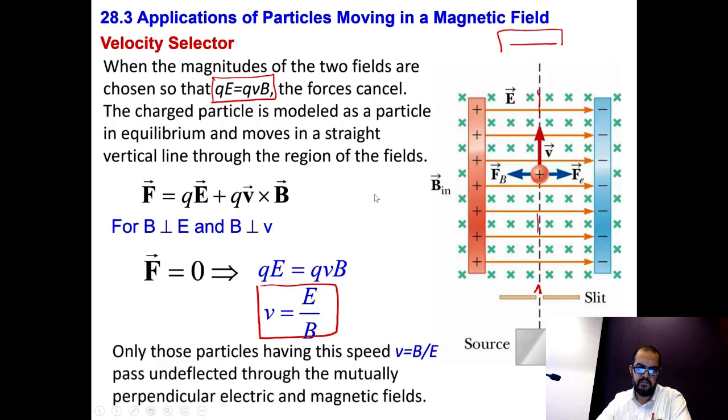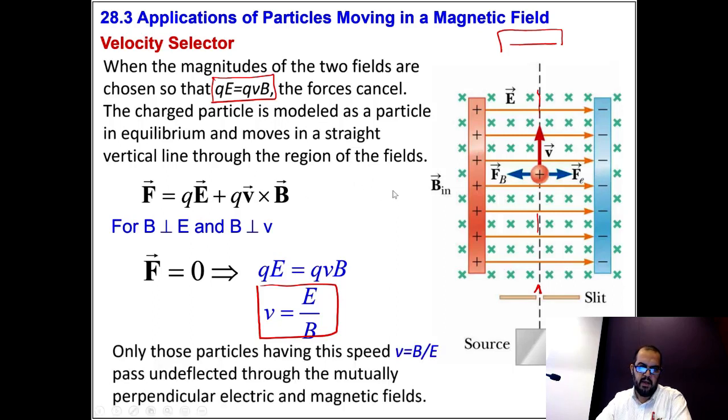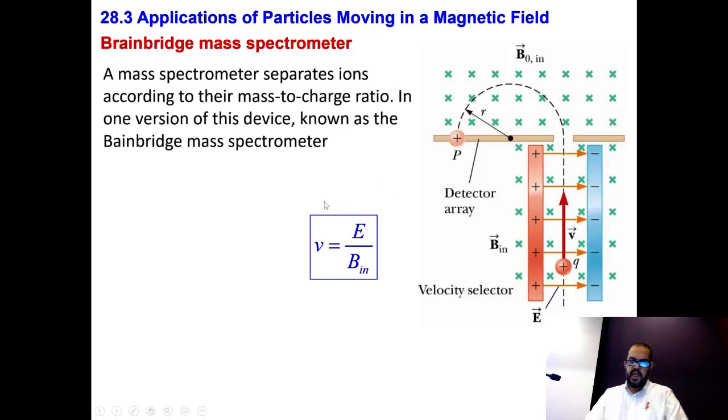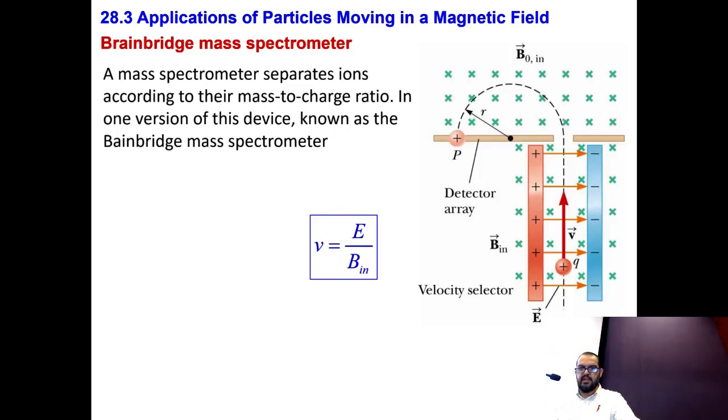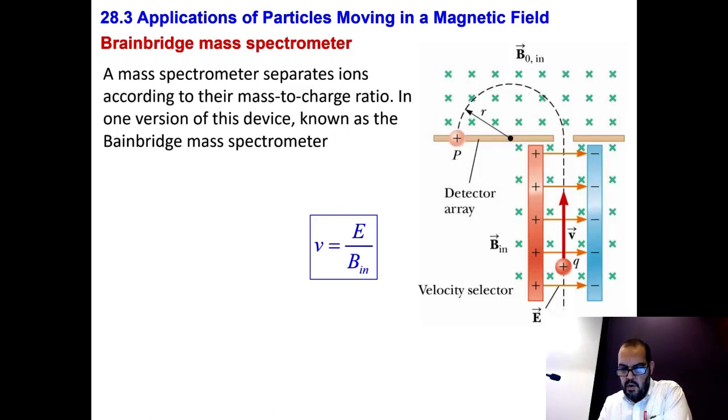Okay. All right, so this is one device. We can use a velocity selector and we add to it another component to build a mass spectrometer. A mass spectrometer is a device that is used in labs, research facilities, and so on in order to determine the mass of heavy ions or basically charged particles. Okay, so here we have a velocity selector. This part is a velocity selector.